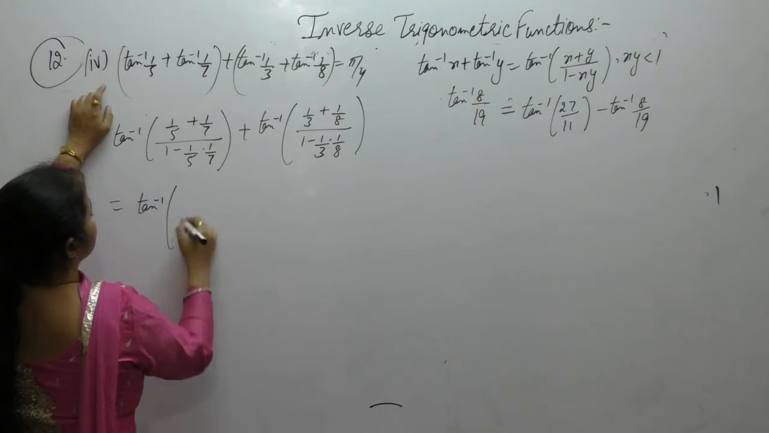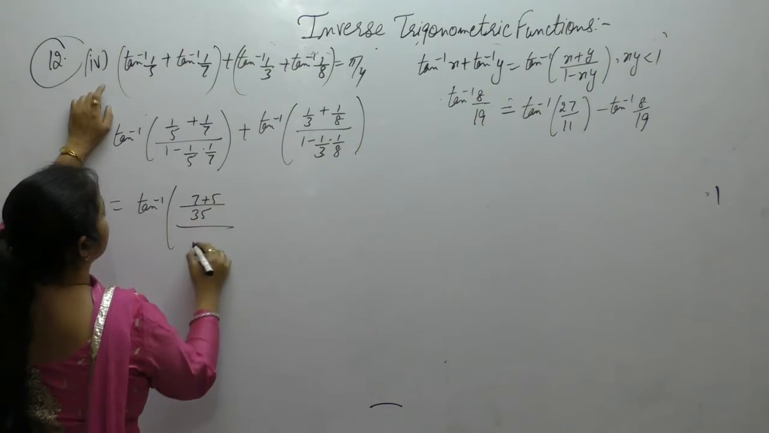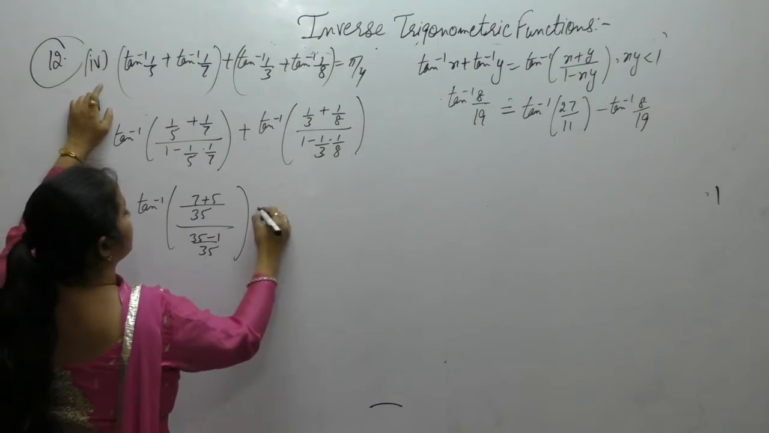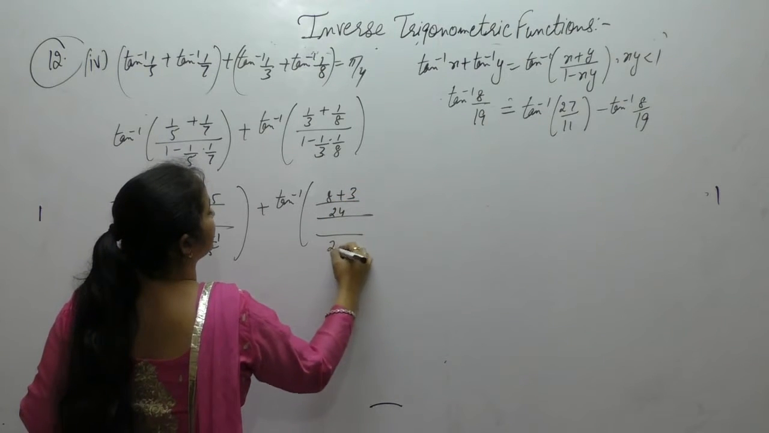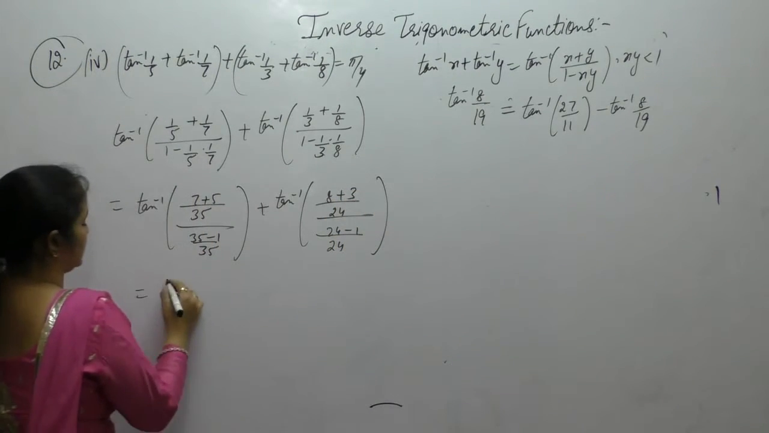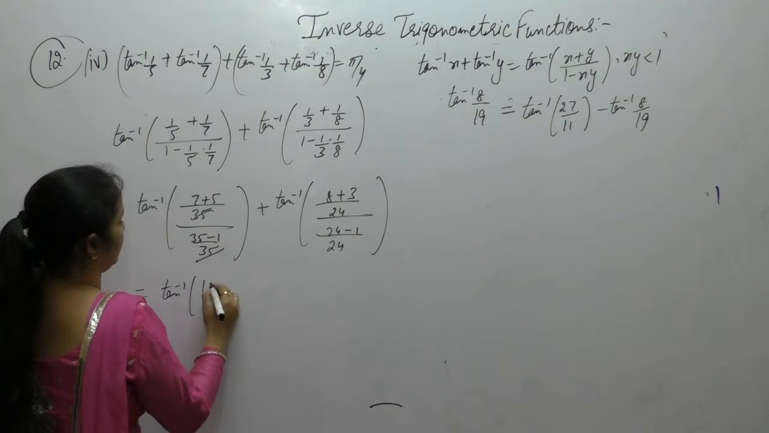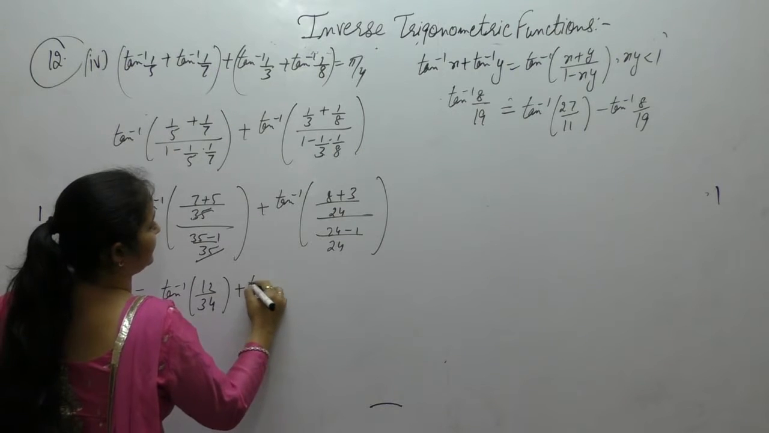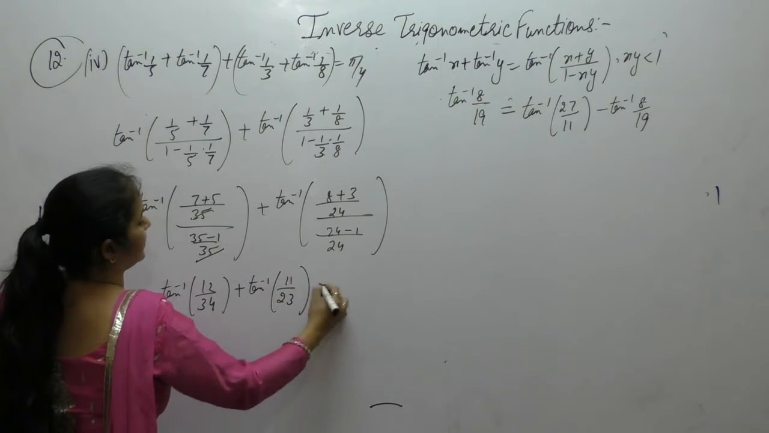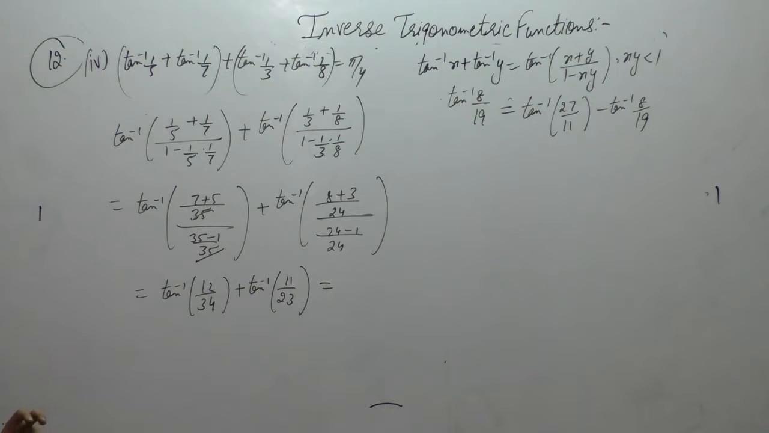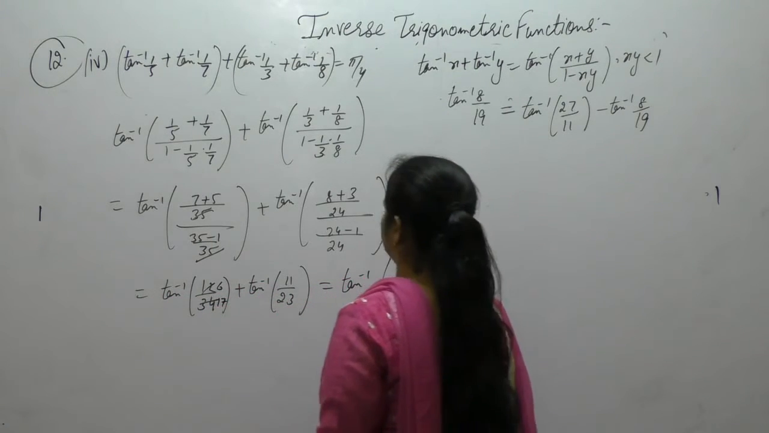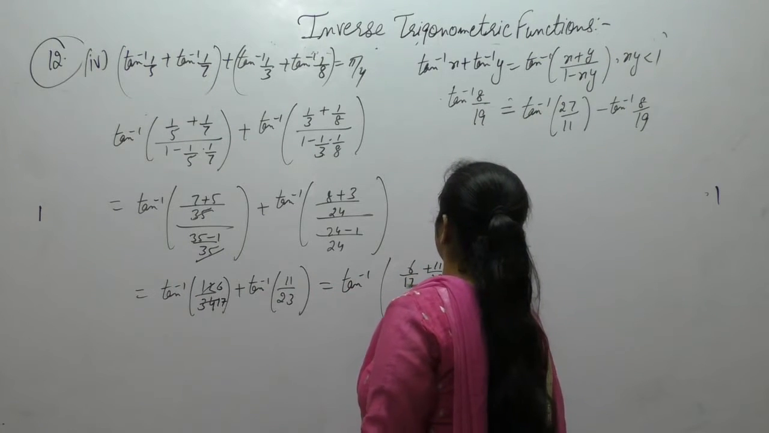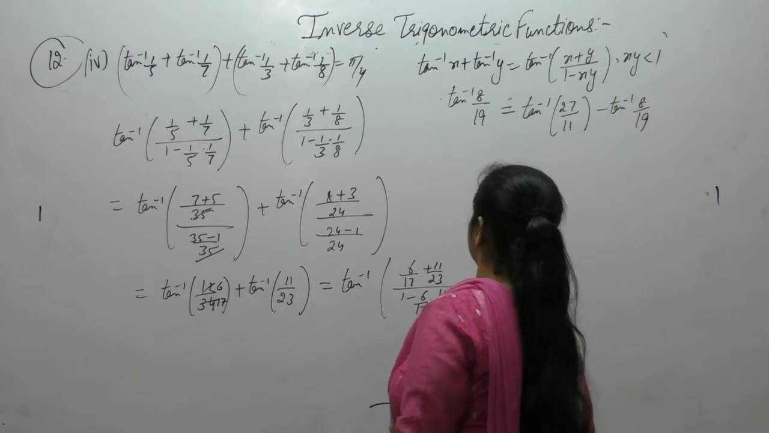Take the LCM. 5 into 7, 7 plus 5, 35 minus 1, plus tan inverse 8 into 3, 24, 8 plus 3, 24 minus 1. So tan inverse 7 plus 5, 12 upon 34, plus tan inverse 11 upon 23. Again apply the same formula. Tan inverse A plus tan inverse B is tan inverse A plus B upon 1 minus A into B.